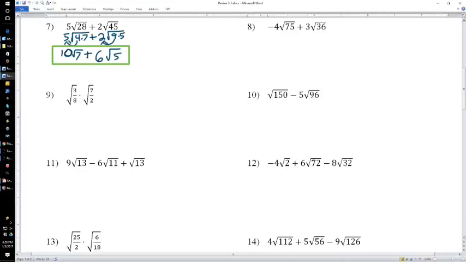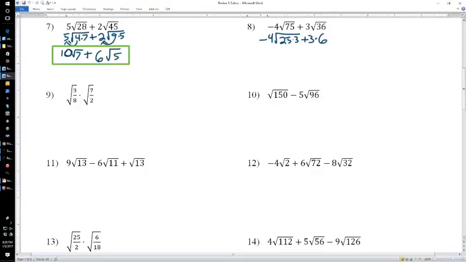Number 8, same idea. We'll start off by reducing this. 75 is not divisible by 64, 49, 36, 25. 25 is the largest perfect square that goes into 75, so negative 4, square root of 25 times 3, plus 3 times, well, in this case, 36 is a perfect square, so I'm just going to go ahead and take the square root of it and get 6.